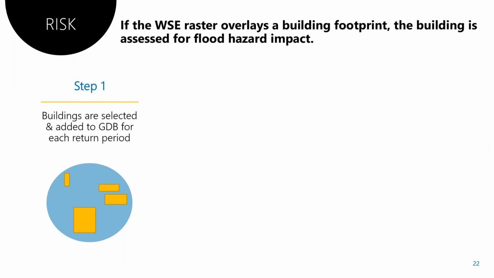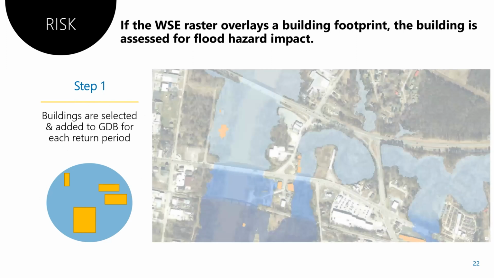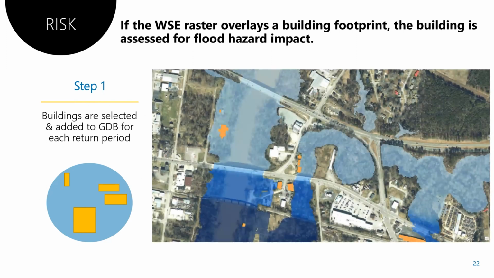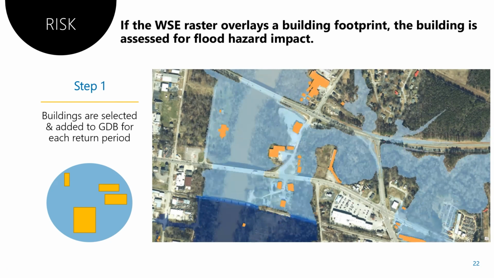For our risk analysis, our first step is to select buildings from each return period. And the building stock that we're using is actually from what John spoke about earlier, if you were in the previous presentation. They're just in NCEM's database. They have a spatial data download site where you can get these buildings.